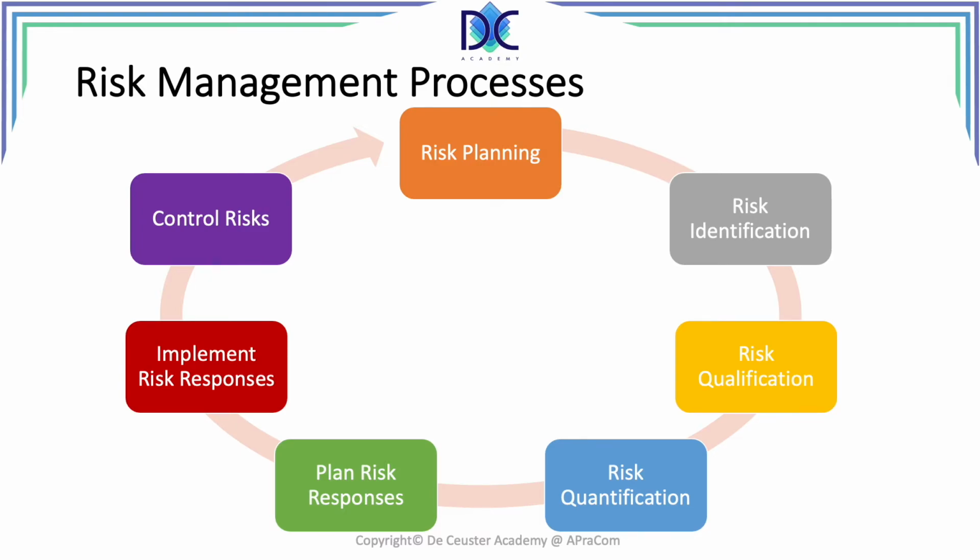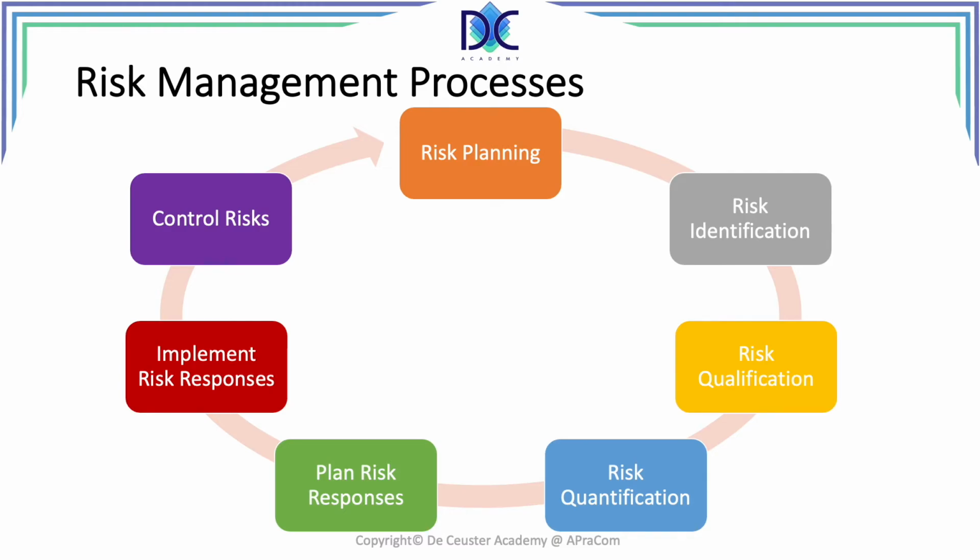And here it changed a little bit. We first had only one step, implement risk responses, but now we have a previous step, which is plan the risk responses. So we're going to plan all these risk responses, and then we're going to implement them. And the last step is control the risks. We have to see how our risk management plan is working, and whether we have to change something.